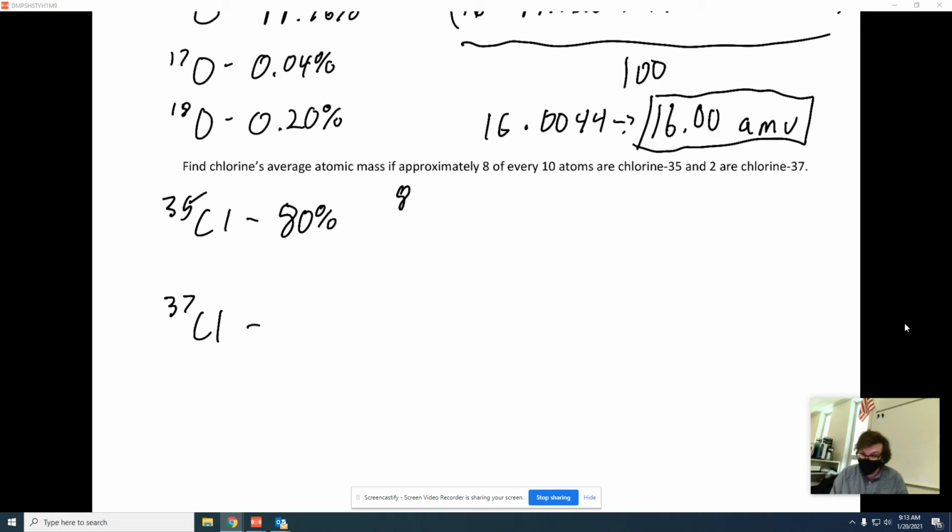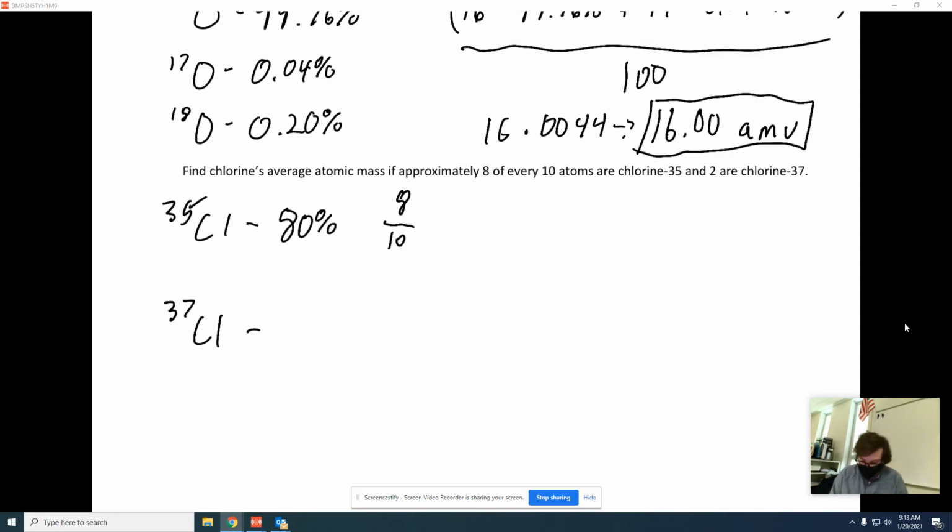We can take the part that we're interested in, which is 8, divided by the total, which in this case would be 10, multiply that whole thing by 100%. We can do the same thing for chlorine-37. So chlorine-37 is 20% of our natural abundance. If you weren't sure where to start, this is going to be our first step.